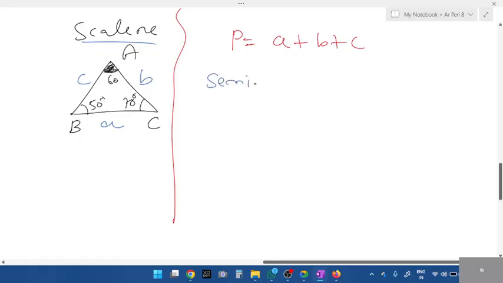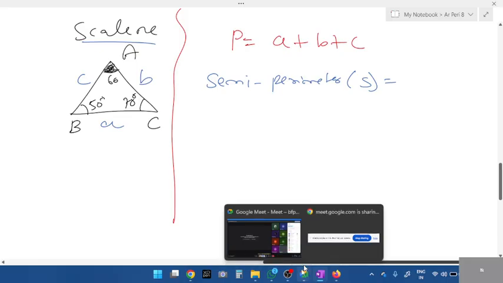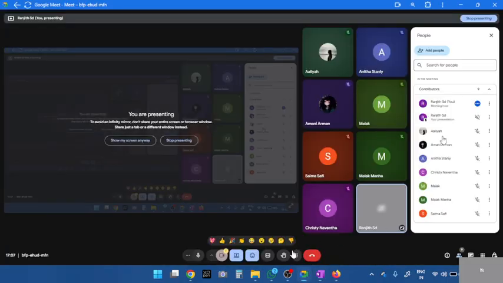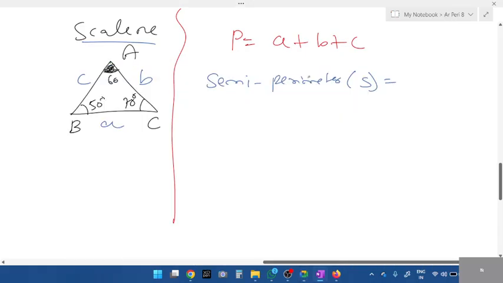Then you should know how to find semi-perimeter, S. What do you mean by full and semi, students? Do you all know the meaning of semi? Semi meaning is half. If you want to find semi-perimeter, A plus B plus C, you have to divide it by 2.